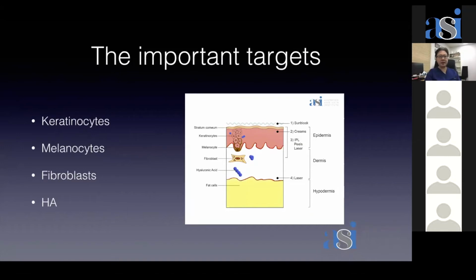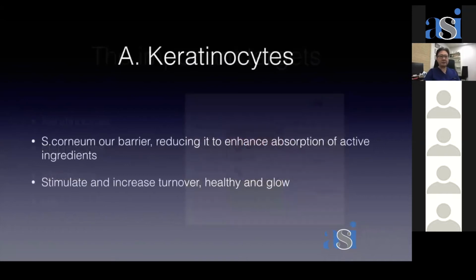That's the science that comes in. The keratinocytes, these are the cells in the epidermis. And look at the melanocytes, the fibroblasts, and the HA. That's all I need you to concentrate on. Just focusing on these 4 things, and that's where we start. So let's describe the first group, the keratinocytes.